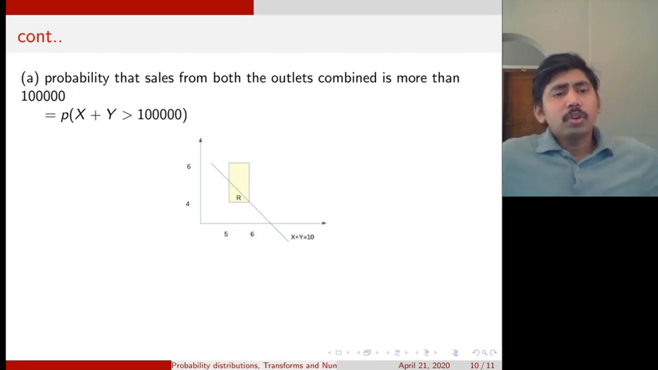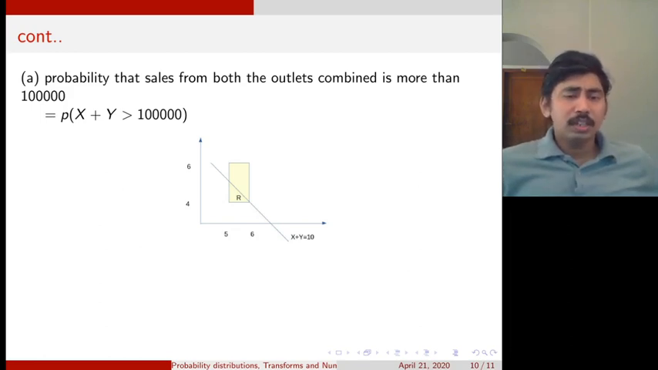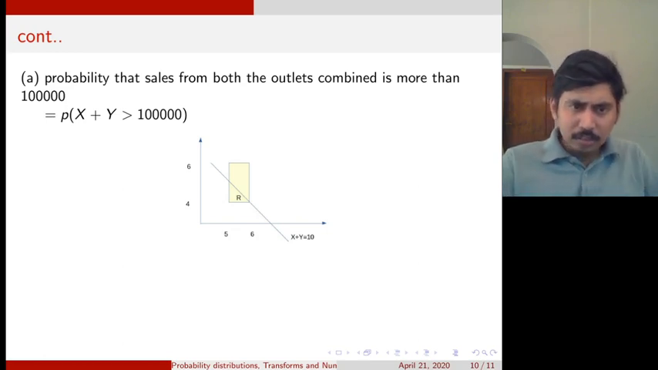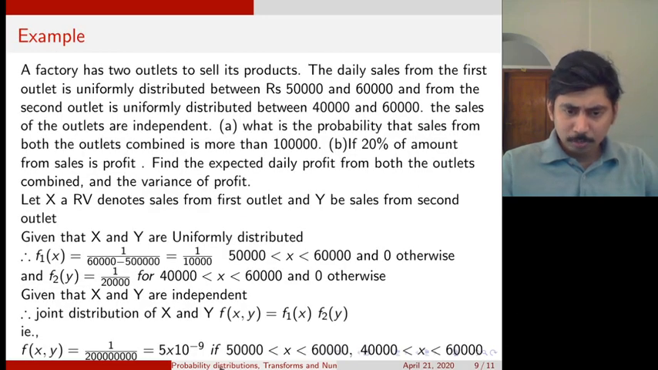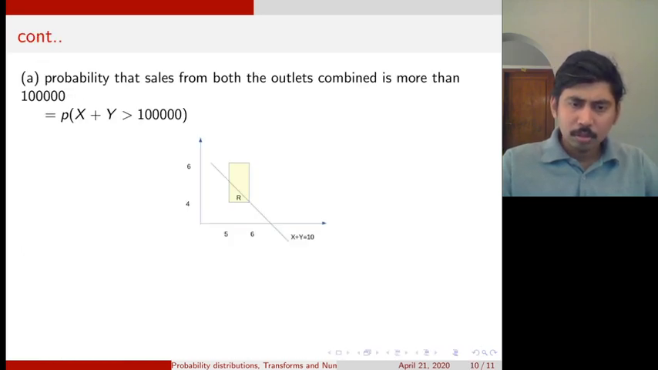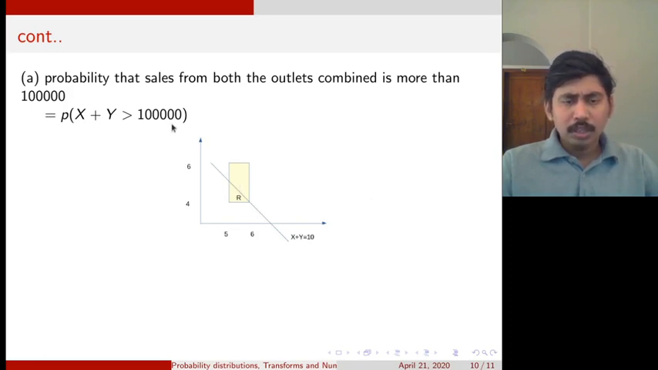And in order to calculate the probability of x plus y greater than 1 lakh, we need to sketch the graph. First we are sketching the graph of this range. X is varying from 50,000 to 60,000 and y is varying from 40,000 to 60,000. For simplicity, I am taking it as 5 to 6 and 4 to 6. So it will be like this. This is the area for 5 to 6 and this is for 4 to 6, and the distribution is uniform.